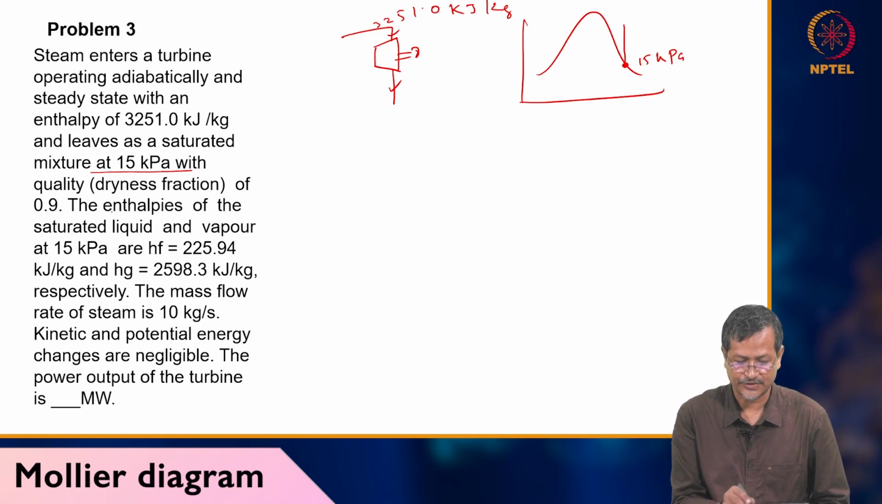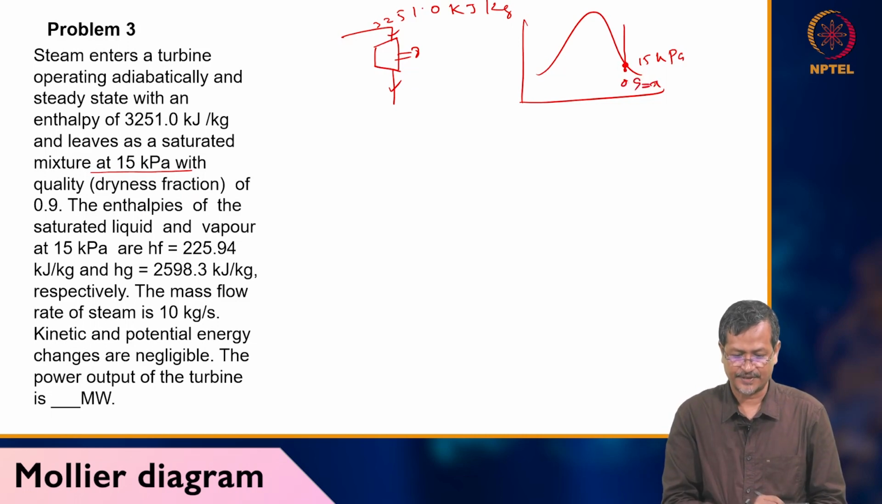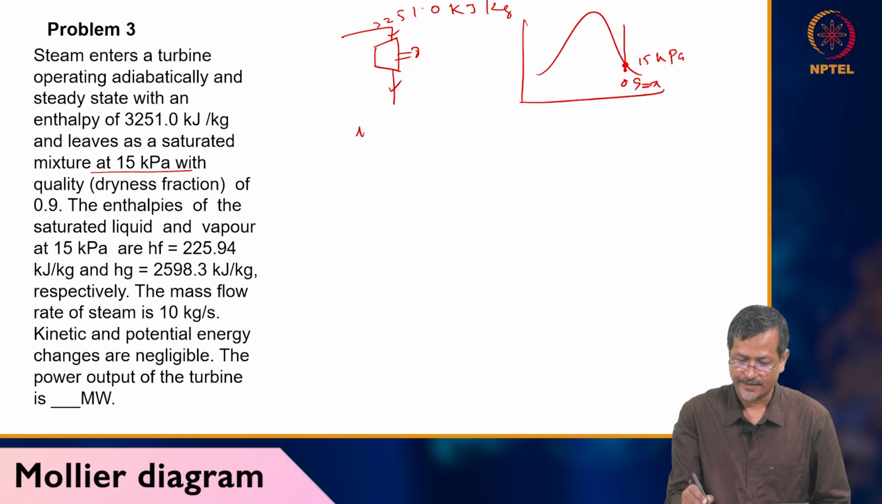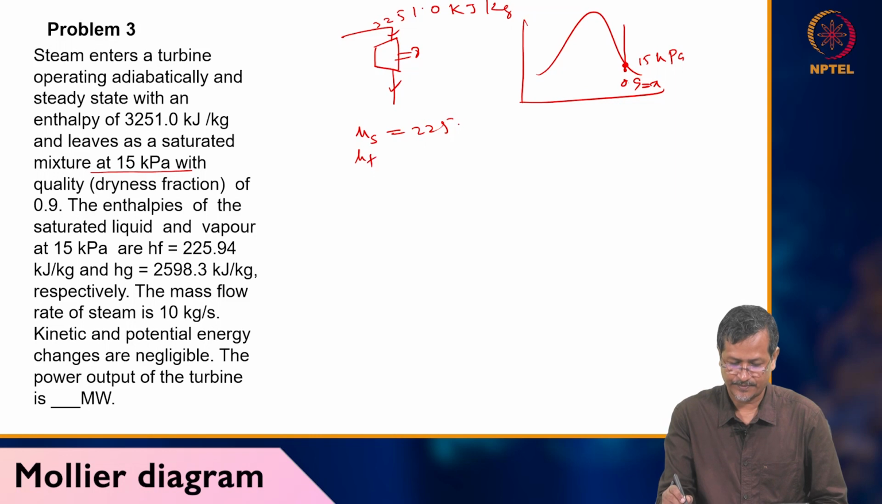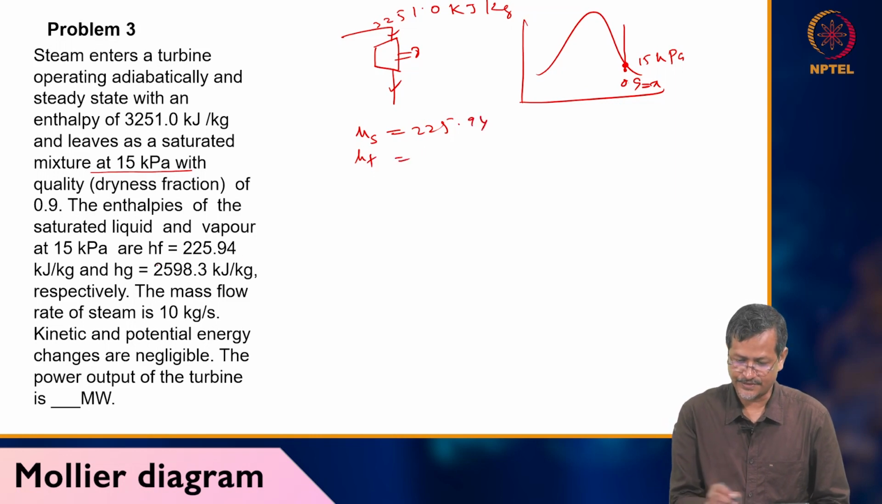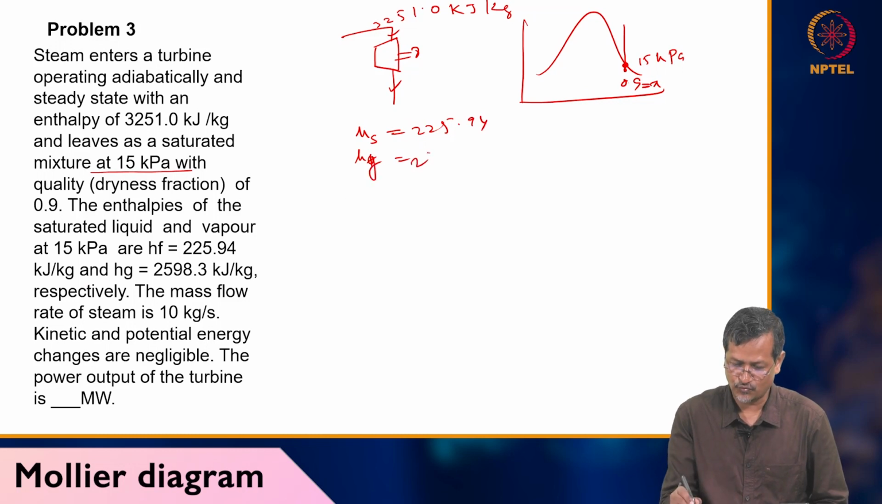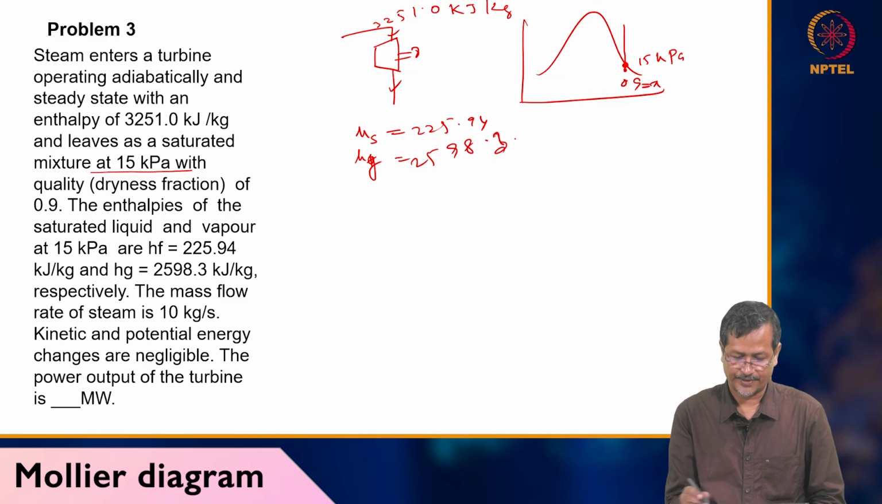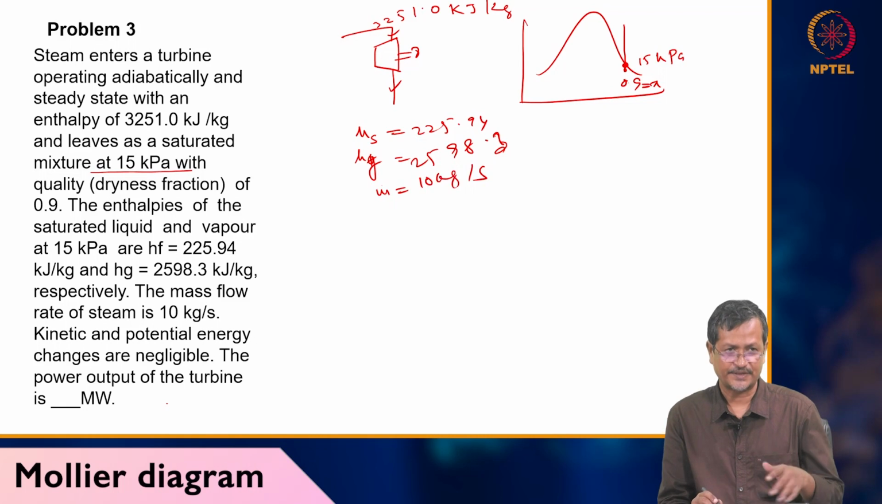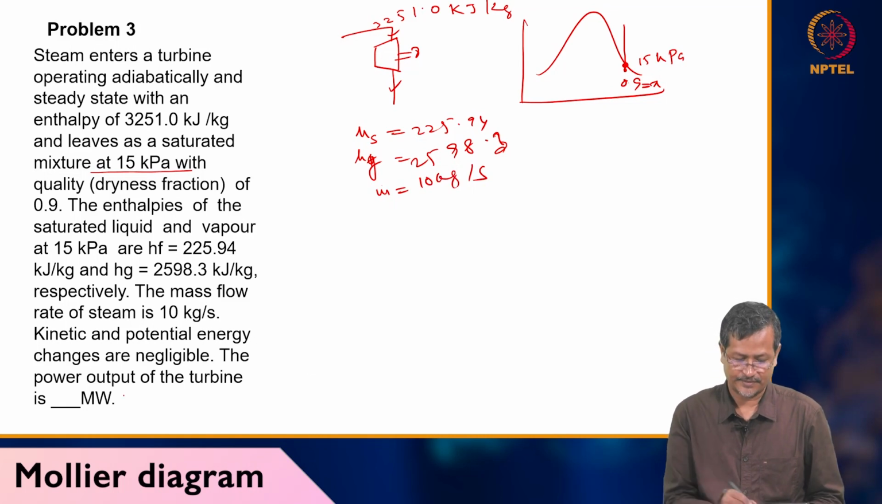With quality, dryness fraction of 0.9. That means it is going a little bit here also, 0.9 x. Dryness fraction is given, enthalpy of saturated liquid and vapor is given. H liquid, HF is 225.94, and H gas is given 2598.3. The mass flow rate of steam, m dot, is given as 10 kg per second. Kinetic and potential energy changes are negligible, so we are assuming there is no energy loss. The power output you have to calculate.